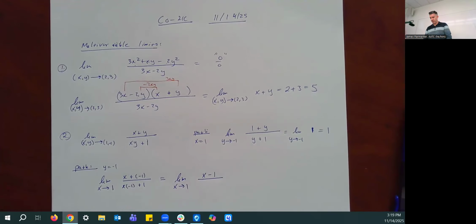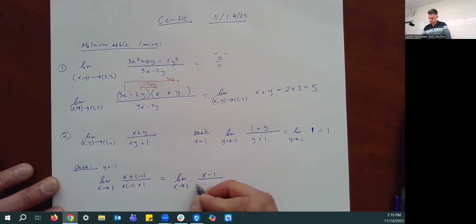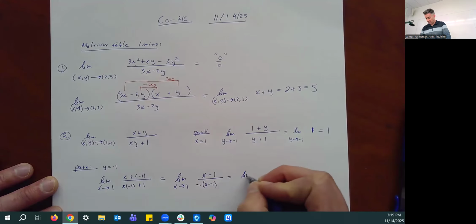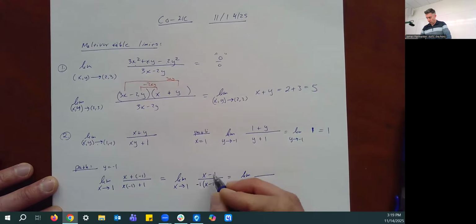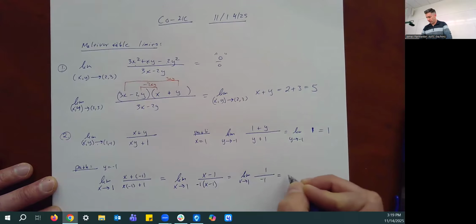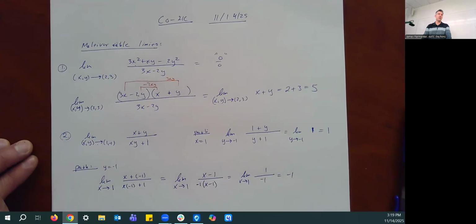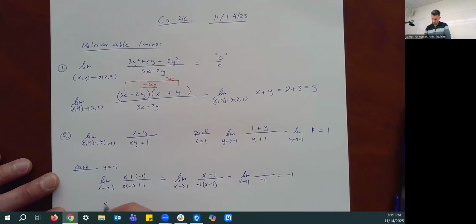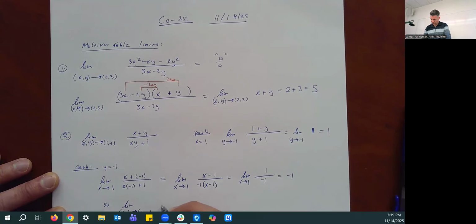So let's see, if we pick the path y equal to -1, we're going to have the limit as x approaches 1. We're going to have x plus -1 on top and x times -1 plus 1 on the bottom. And on the bottom, if you factor out a -1, you're left with x minus 1. And so this simplifies to the limit as x approaches 1 of 1 divided by -1, or just -1. Two different paths, two different results. Limit doesn't exist. So we can conclude the limit as (x, y) approaches (1, -1) of (x plus y) over (xy plus 1) does not exist.